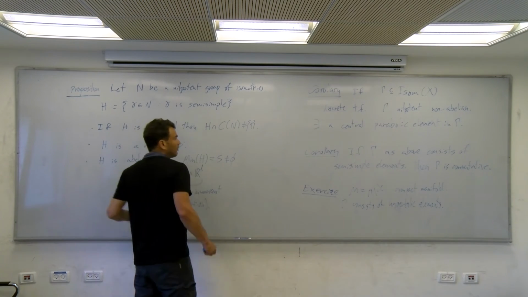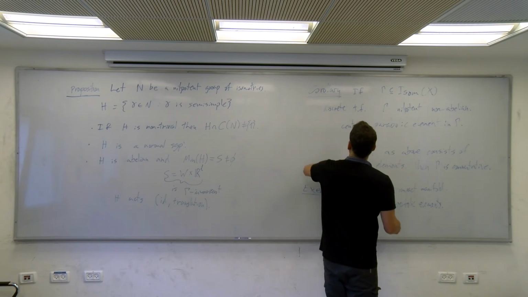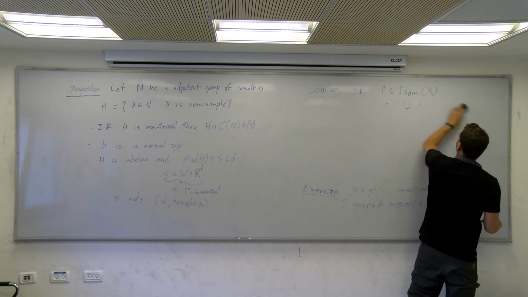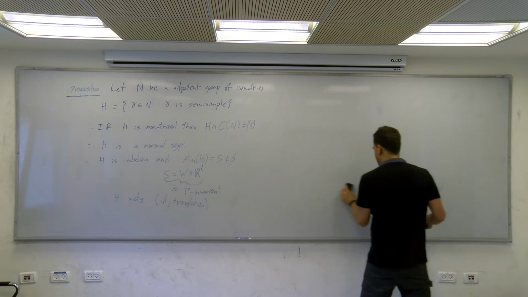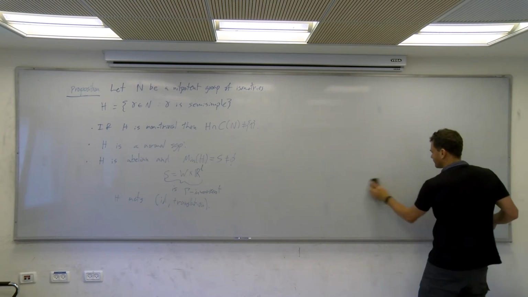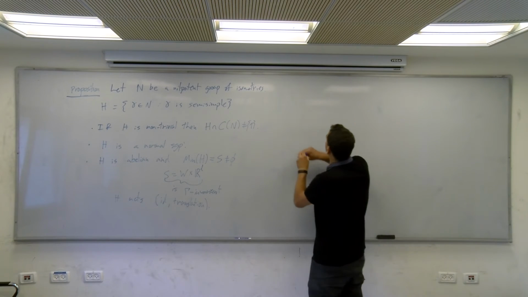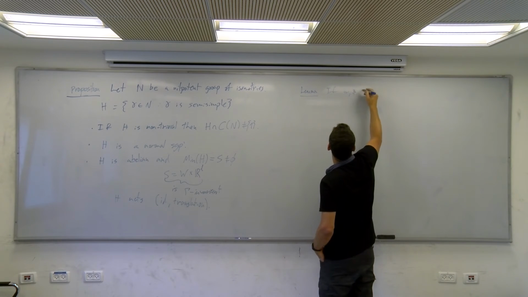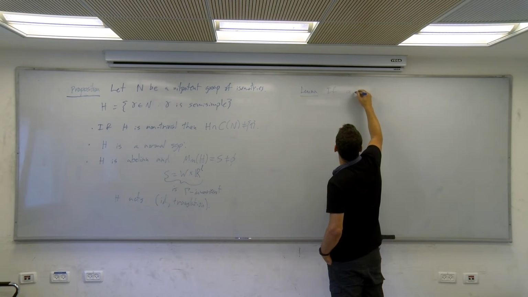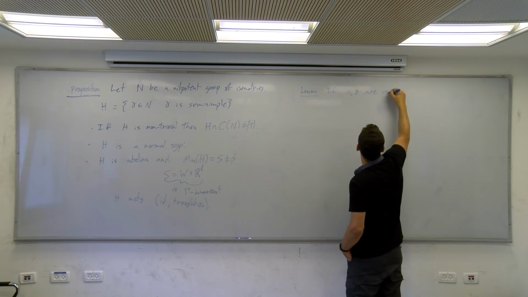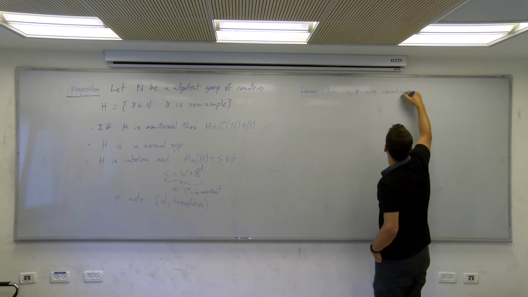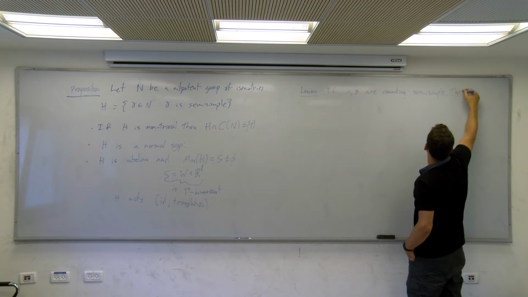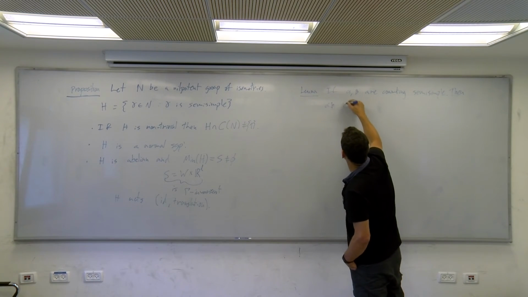Before we prove the proposition, let me formulate a lemma which I should have done in the previous hour. Lemma: if alpha and beta are commuting semi-simple, then also alpha beta is semi-simple.